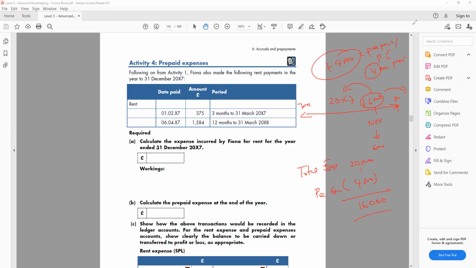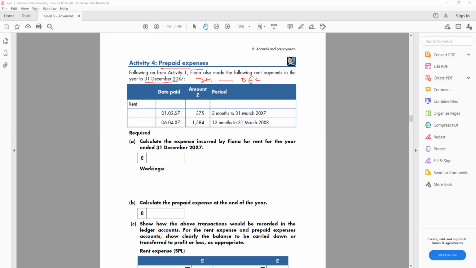Let's have a look at one of the examples here and try to understand prepaid expenses. On the prepaid expenses, we can see it says the following: on from activity 1, Fiona also made the following rent payment in year 2, 31st December 2007. So he paid the following rent payments. So for year ending December, that means the year starts from January till December. That's the year. So he paid on 1st of February 375, and on 6th of April he paid 1584.